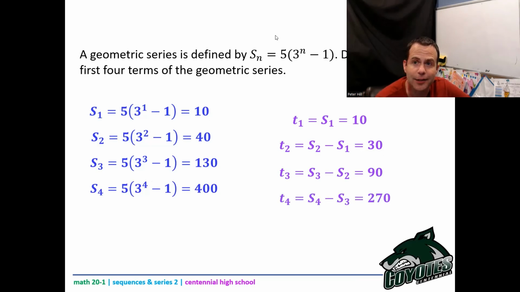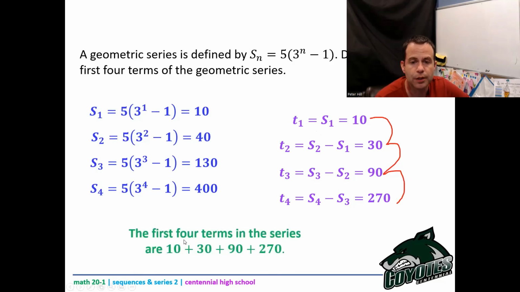And then take a look at this. I can see a pattern. I go from 10 to 30, 30 to 90, 90 to 270. I'm actually multiplying by 3 every time. Okay? So the first 4 terms in the series are 10 plus 30 plus 90 plus 270.